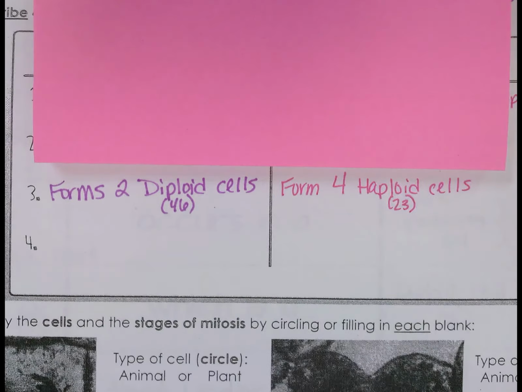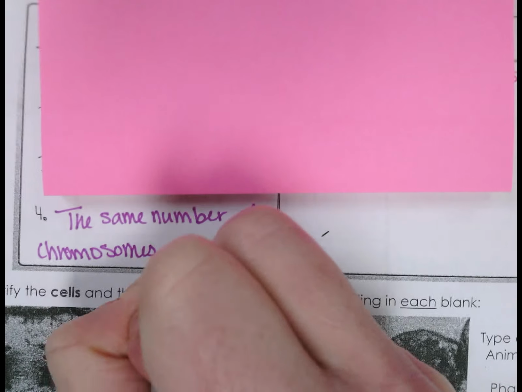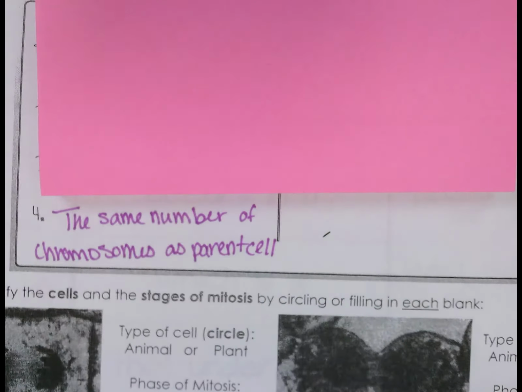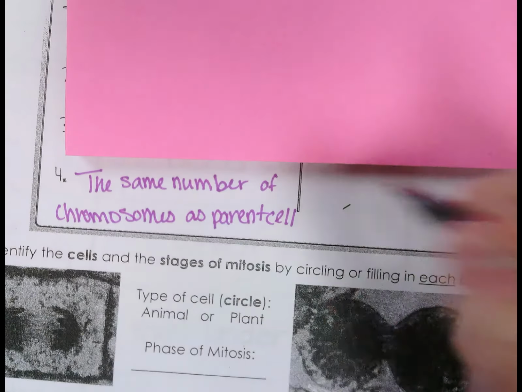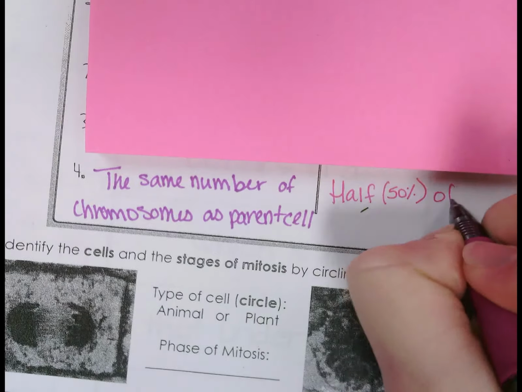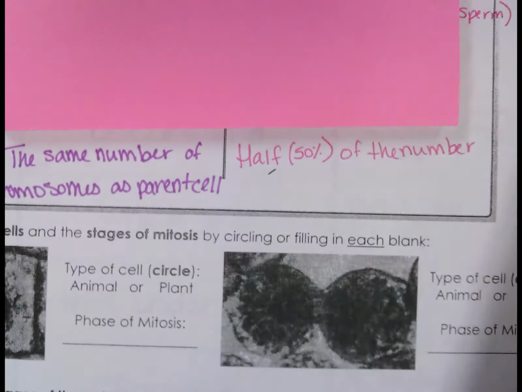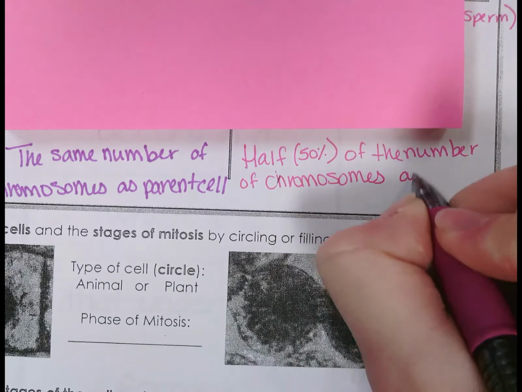Next part. The mitosis cells all have the same number of chromosomes as the parent cell. Okay, same number of chromosomes, in this case 46, as the parent cell. They're pretty much just identical clones. While the number of chromosomes here, they have half, 50% of the number of chromosomes as the parent cell.